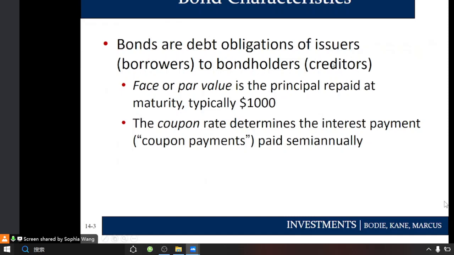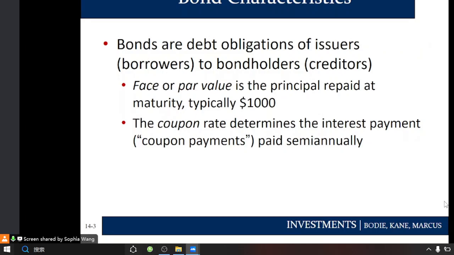Bonds are debt obligations of borrowers to creditors. And for the bonds, we know there are a lot of important characteristics, like the face value. Sometimes we call that par value, and we also call that face value. For example, 100 or 1,000. The face value is always one of these two types, 100 or 1,000.